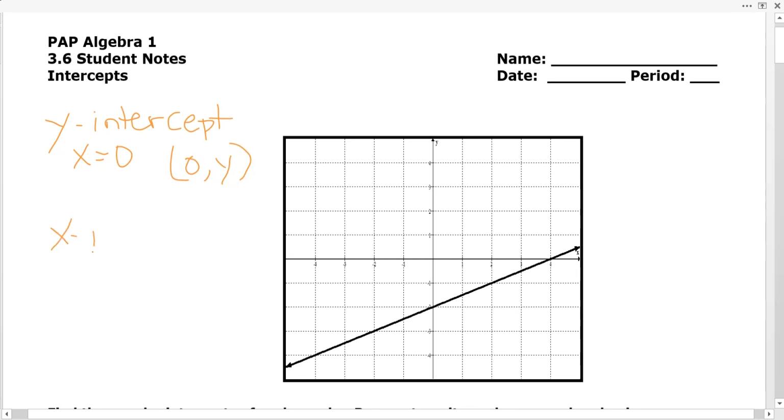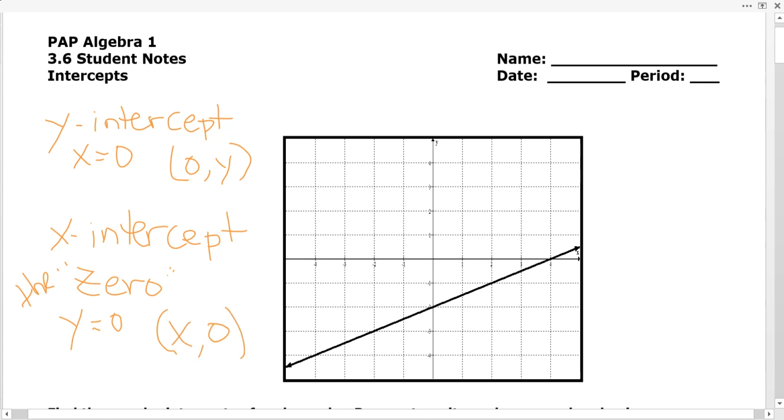The x-intercept, also known as the zero sometimes, is where y equals 0. And so your ordered pair is going to be (x, 0).